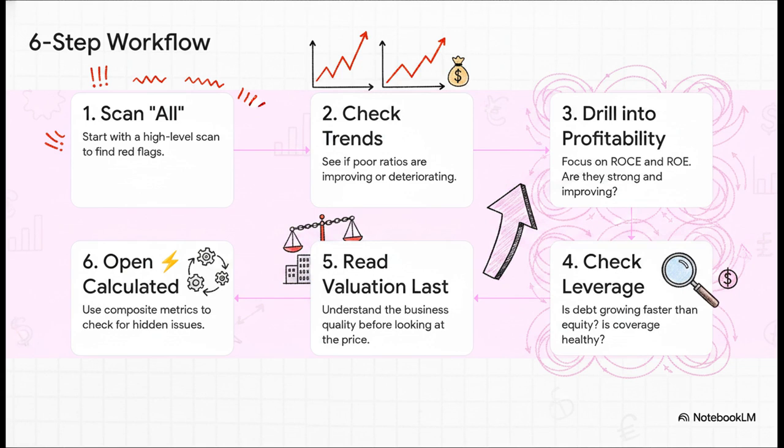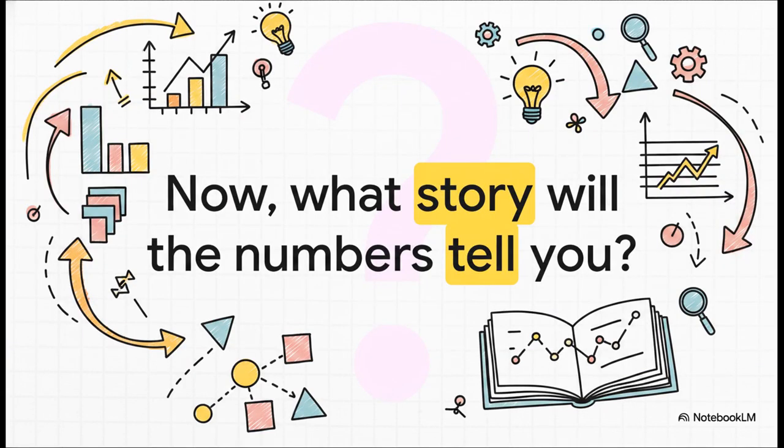Fourth, check leverage to understand the risk profile. Fifth, and this is so crucial, look at valuation last. You have to understand the quality of the business before you even think about the price. And finally, pop over to the Calculated tab to check for any hidden issues using composite metrics like the DuPont Analysis. So you see, when you follow a process like this, you move way beyond just isolated data points. You start to see the connections, the trends, the trade-offs. You're no longer just looking at numbers, you're reading a story. So the only question left is, what story will the numbers tell you?